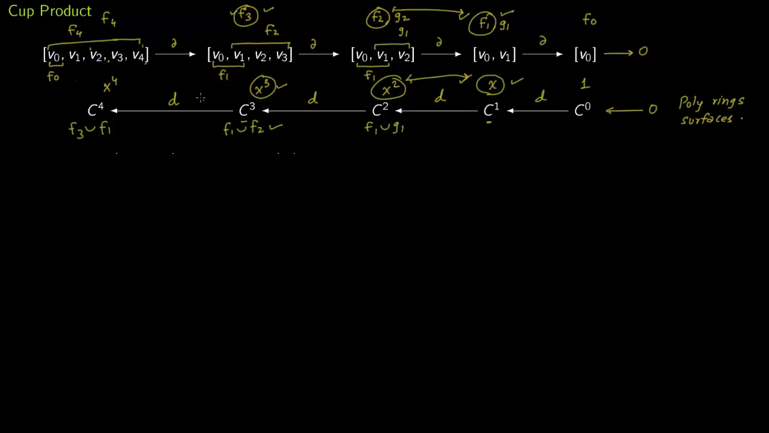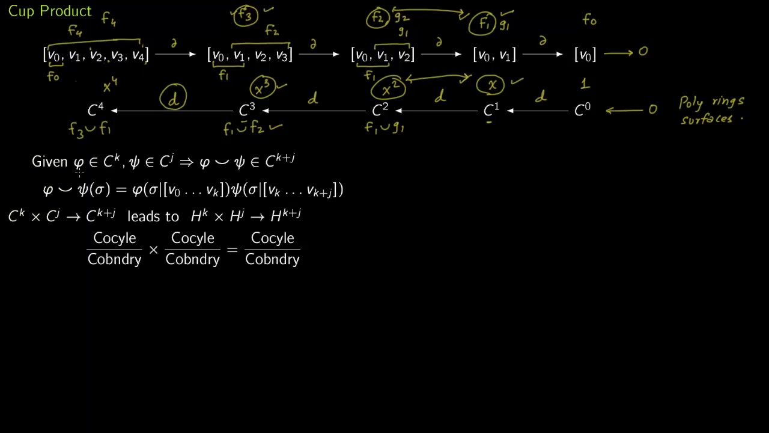Now this D also has to act on cup product, so we have to give a precise definition for this D. So let us now move more formally. Say this varphi is in C^k and this phi is in C^j. The cup product lies in C^(k+j). This we have just seen above, and this is precisely defined like this.